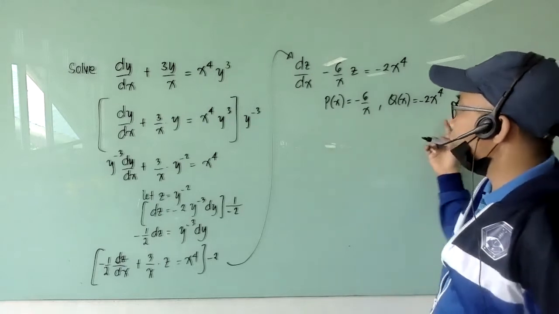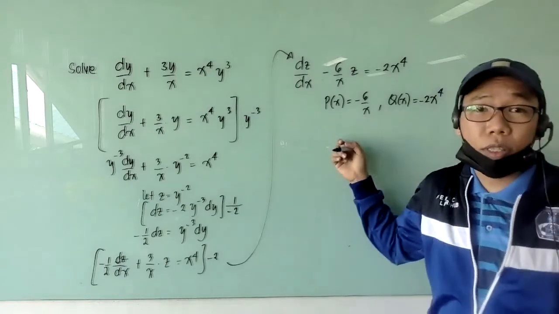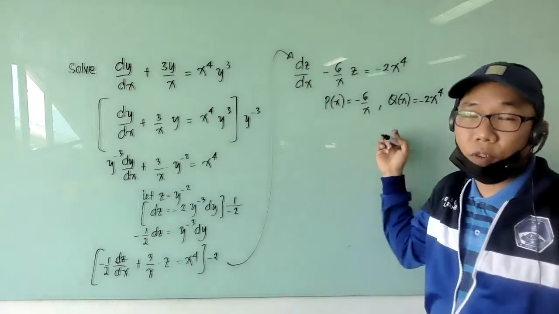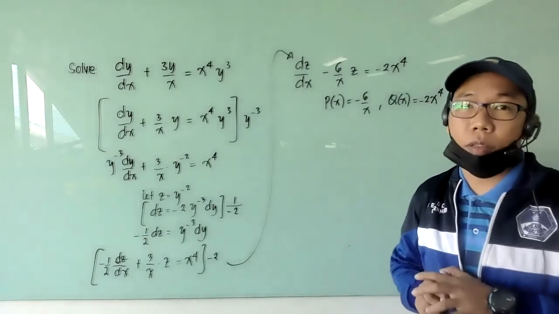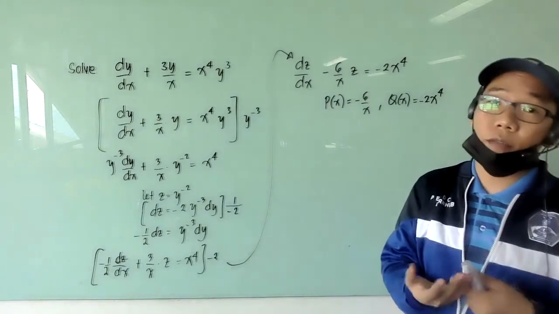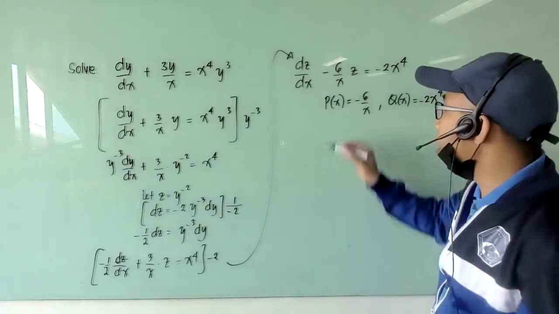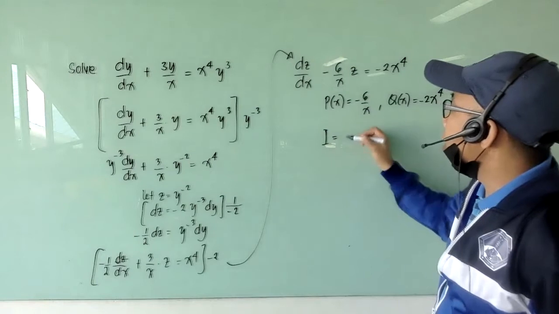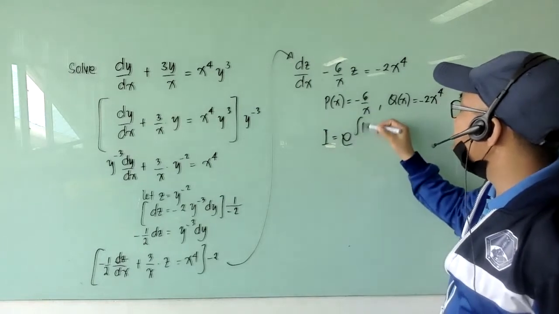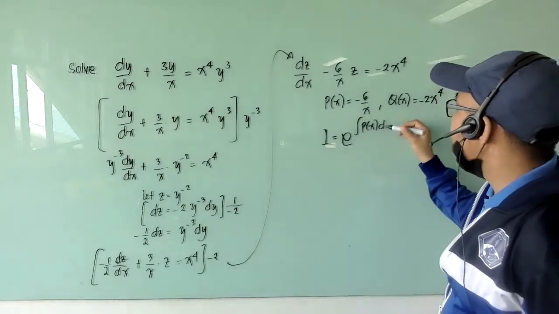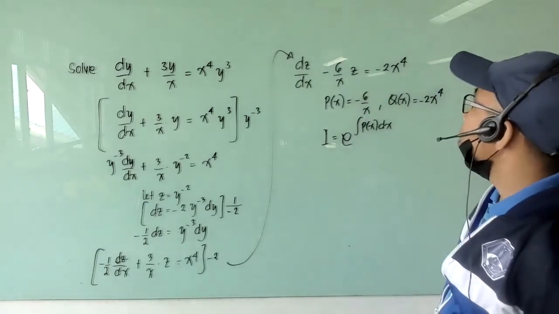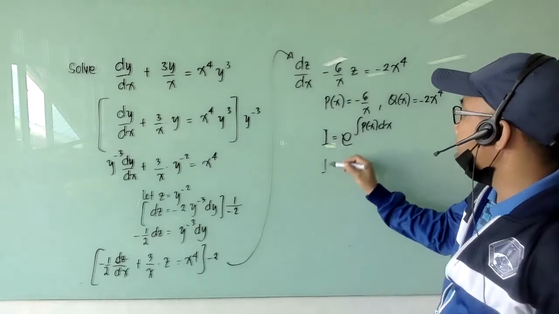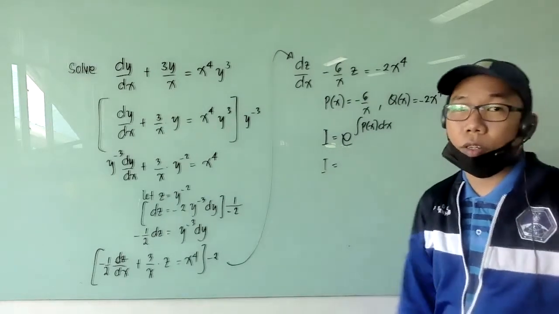Now I have written p of x and q of x here to easily determine what to utilize in finding the integrating factor. So we know that the integrating factor is e raised to the integral of p of x times dx. That's why I have written here my p of x. So the next step is to solve the integrating factor.